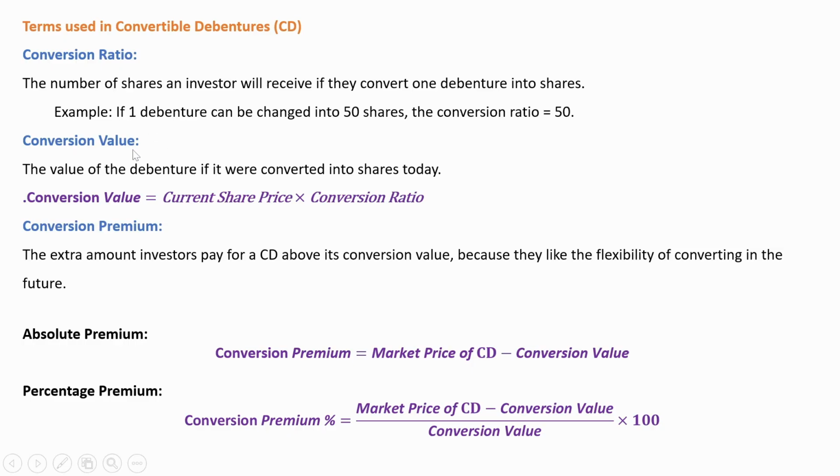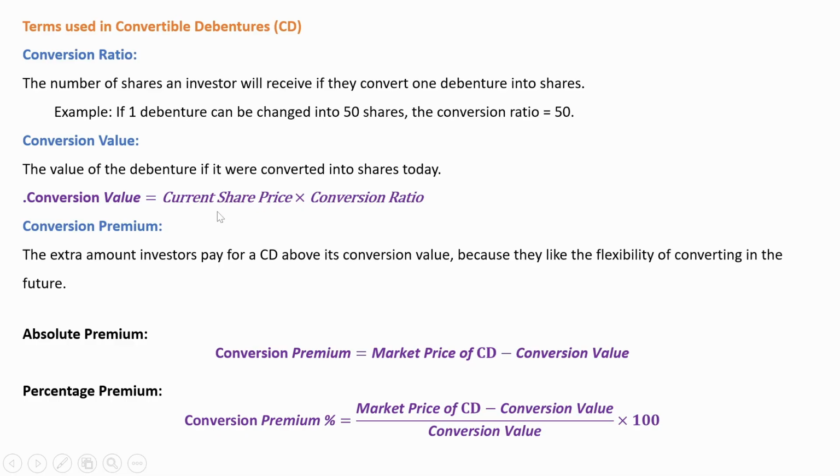The second term is conversion value. So what is conversion value? This is the value of the debenture if it were converted into shares today. So how do we find conversion value? Conversion value is given by the current share price multiplied by conversion ratio. If you are converting today, you are going to use the current share price.